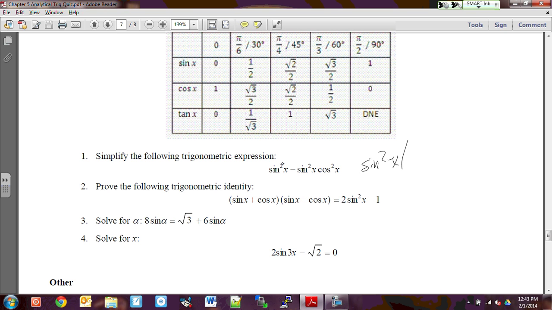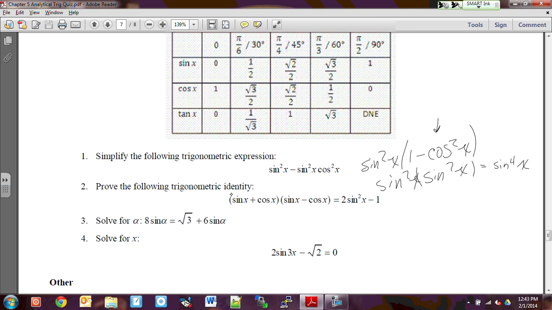When you pull a sine squared x out of sine squared x, you're left with 1 minus, and when you pull the sine squared x out of the other term, you're left with cosine squared x. By now you should recognize this as a golden rule. This right here equals sine squared x. So our final answer is sine squared x times sine squared x, which is sine to the fourth x. So there's number one.